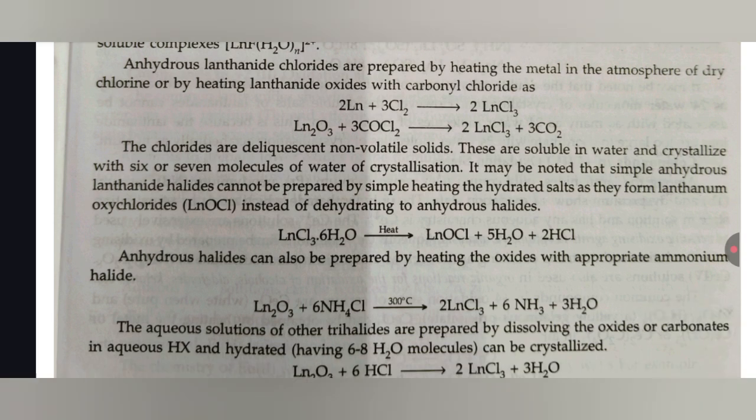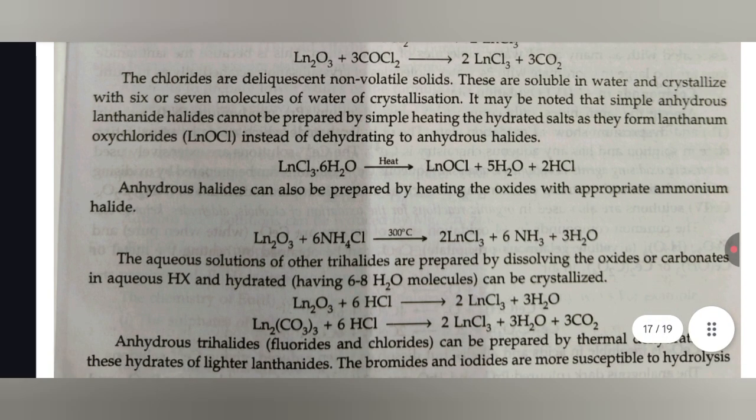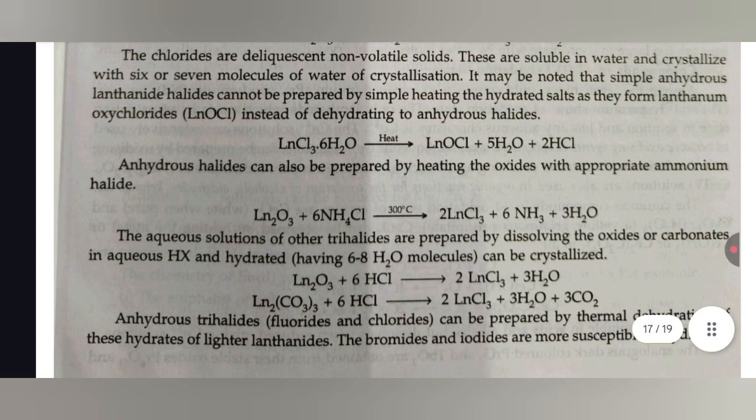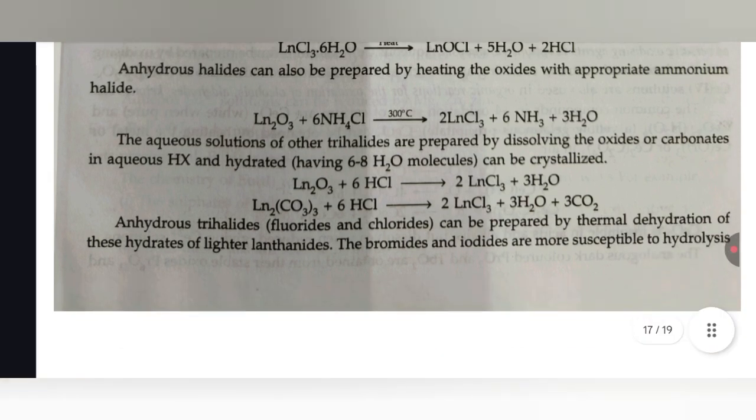Anhydrous lanthanide chlorides are prepared by heating the metal in an atmosphere of dry chlorine, or by heating lanthanide oxide with carbonyl chloride. The chlorides are deliquescent, non-volatile solids. These are soluble in water and crystallize with 6 or 7 molecules of water of crystallization. It may be noted that simple anhydrous lanthanide halides cannot be prepared by simply heating the hydrated salt, as they form lanthanum oxochloride instead of dehydrating to the anhydrous halide.